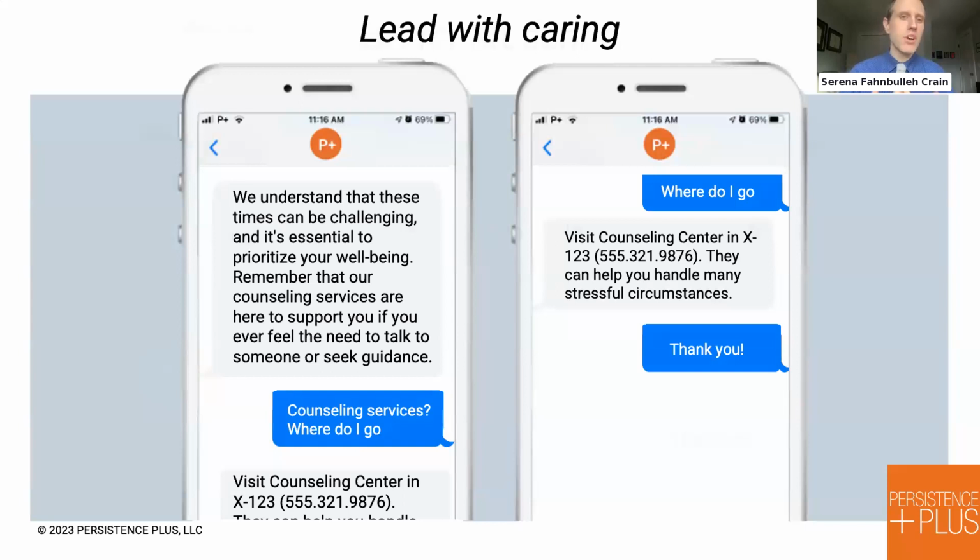So our first lesson we always talk about is to lead with caring. So many times in the ways that we all communicate with students, we have so much information we need them to know. There are so many events and deadlines and other things going on that sometimes the number one message can be lost. And that message is that we care about you, we care about how you are as a student, we care about how you are as a person.